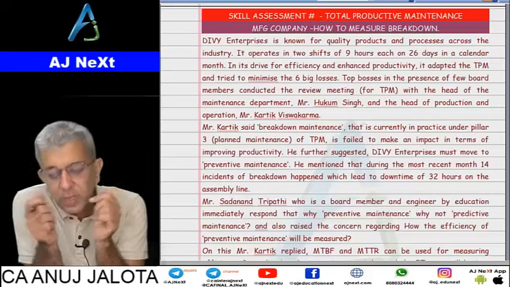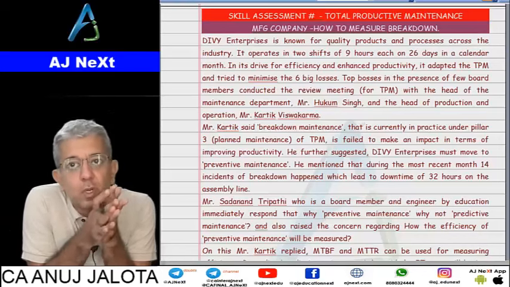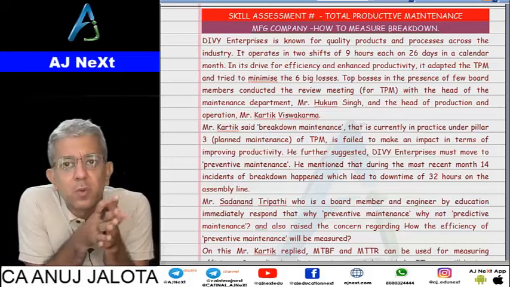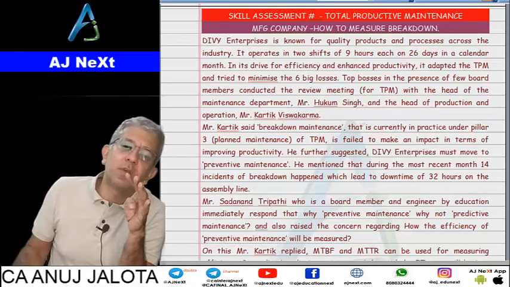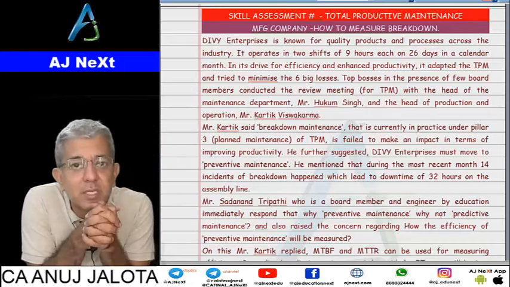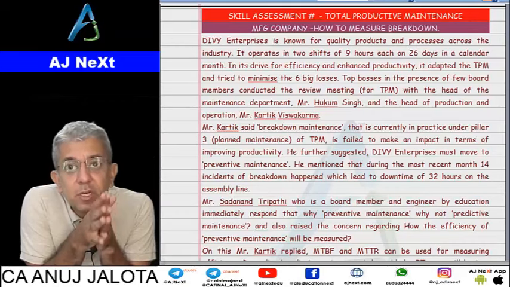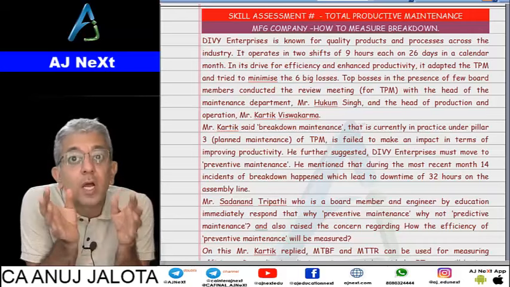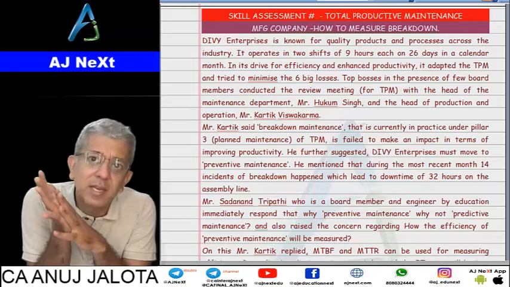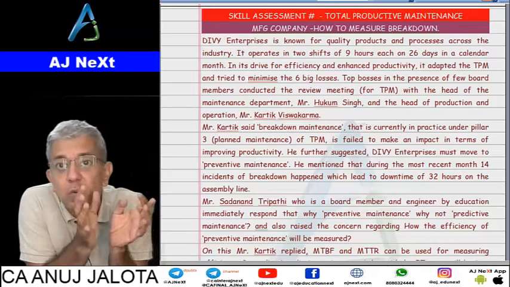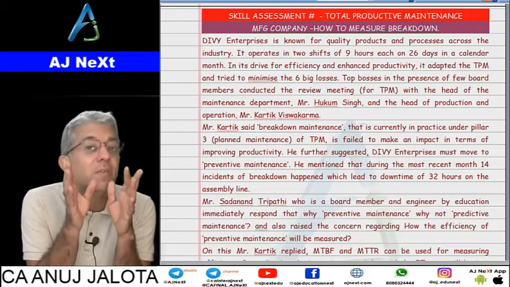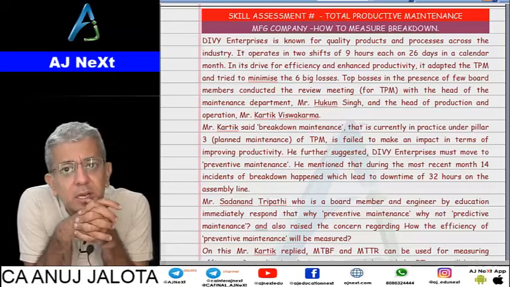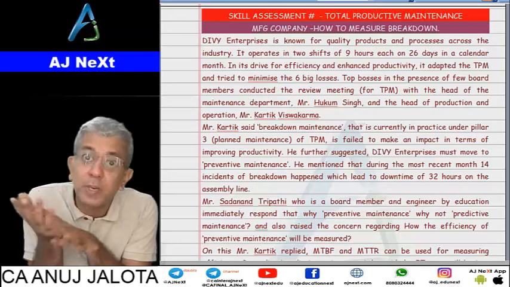Let's start with the next question. This question is all about TPM, total productive maintenance. Let me recall what we have done. It is a maintenance technique where we have one objective in mind. What is that? Try to maintain the machines in such a way that there are no unscheduled stops. The machine gives you the performance and the quality that you want, and machines are available to you exactly for the time that you want. There are no unscheduled stops and no breakdowns.